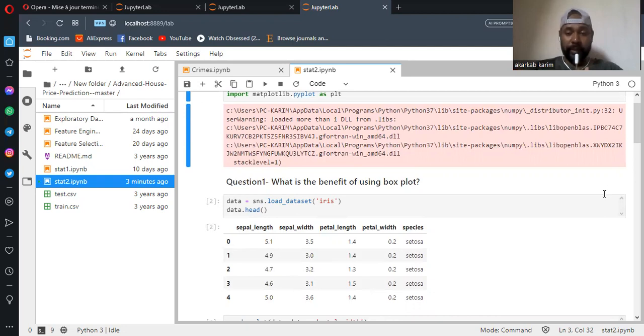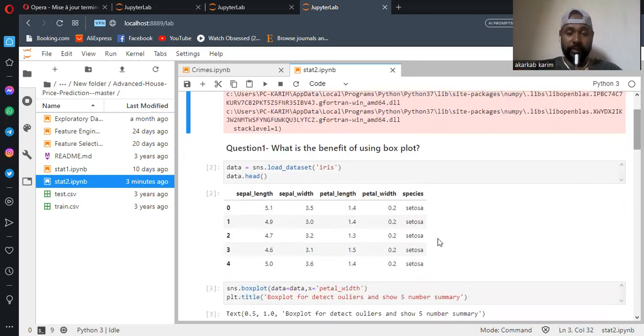I read the top five records here, as we see. We have four independent variables, and we have the dependent one, the target. Species is the name of the iris flowers. The iris dataset is not a binary classification problem. We have three possible classes.